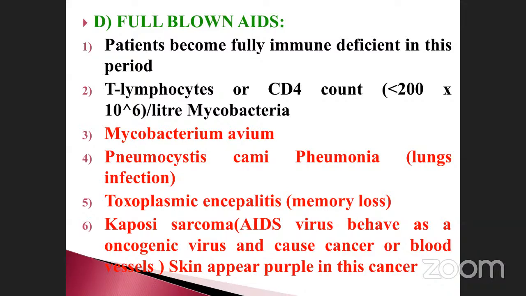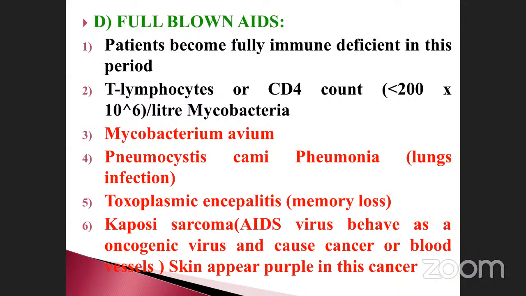So it may lead to lymphoma. What is lymphoma? You already know about it. Otherwise called leukemia. What is leukemia? Nothing but blood cancer. The skin appears purple in this cancer. These are all considered full-blown AIDS.